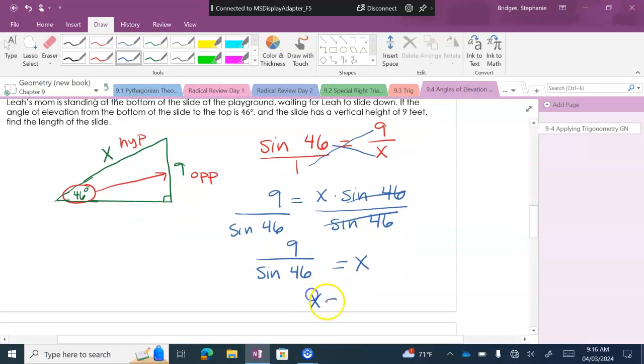How long is my slide? 12.5, is that what you said? Okay. Did everybody get 12.5? Well, we clearly do not have enough time to do angle of depression, which is on the back today, so you're going to hold on to those.